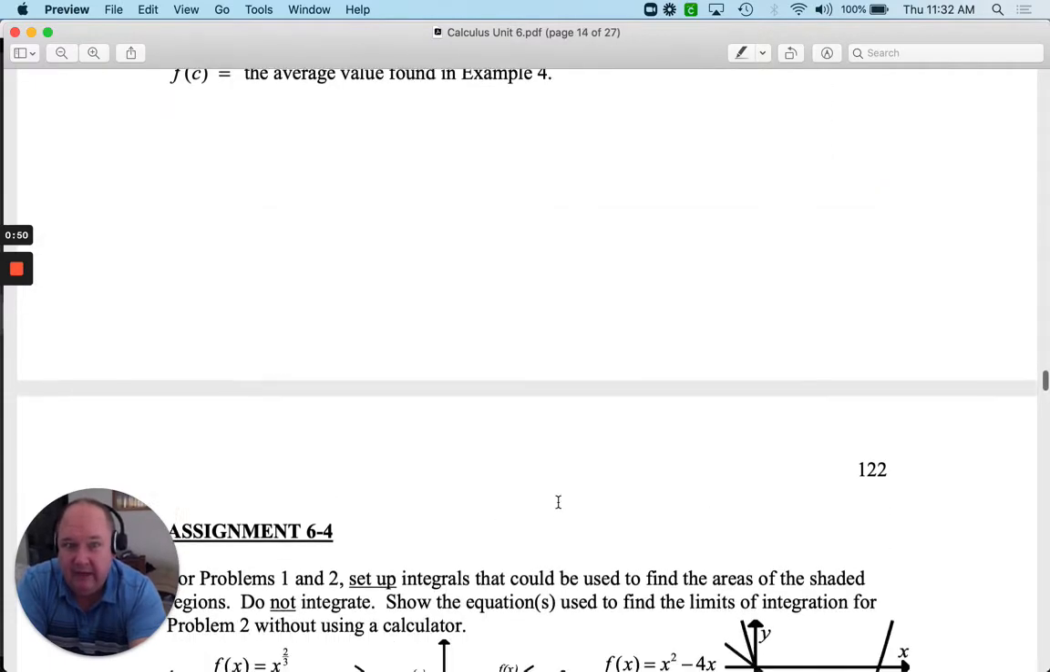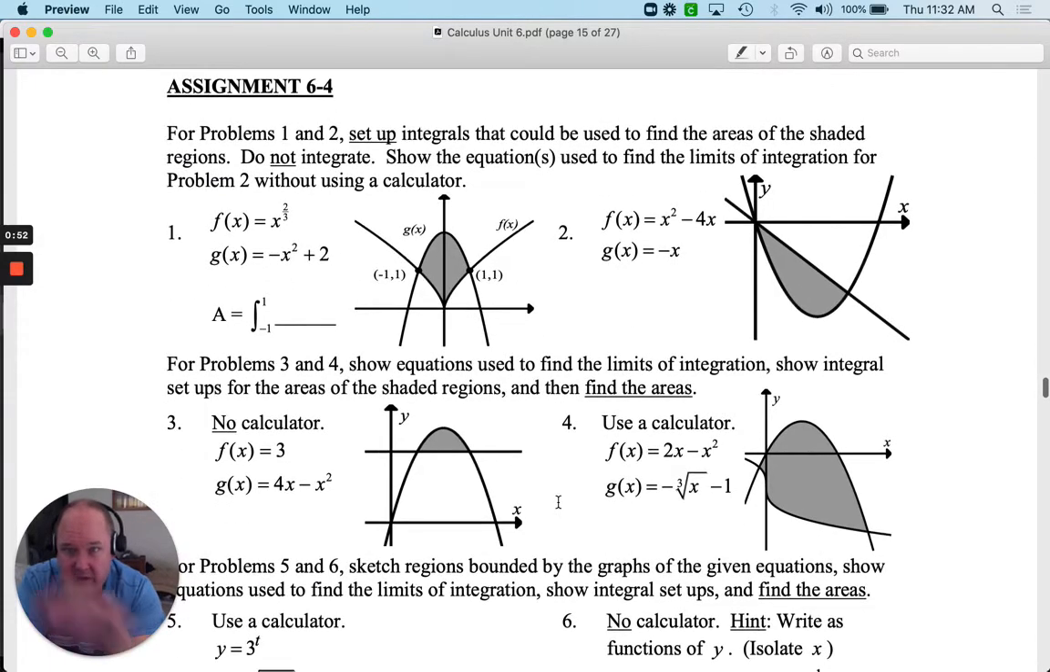And then it's the average value of a function connected to it. For problems 1 and 2, we're going to set up integrals that could be used to find the areas that you see, but we're not going to integrate it. We're just going to do the setup, and then show the equations used to find the limits of integration. So to find the limits, we might have to set up a system to find the limits.